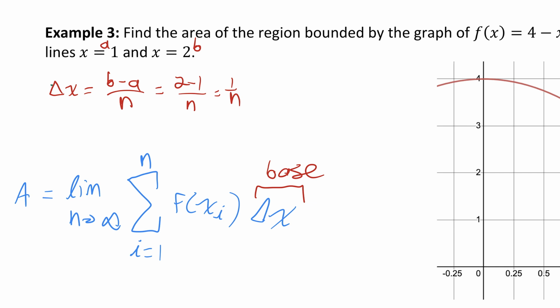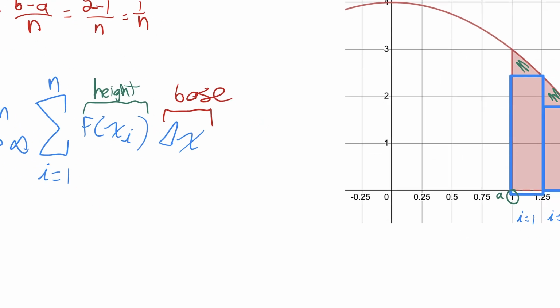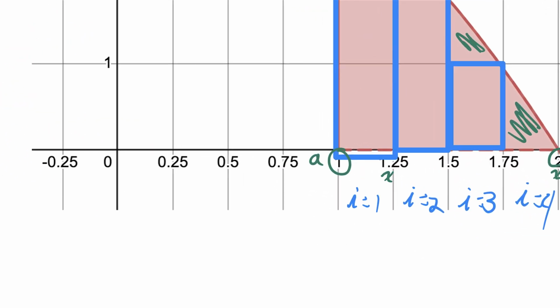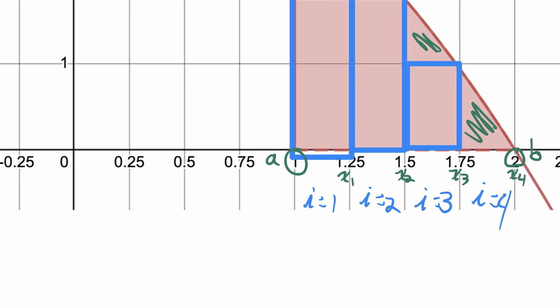And then when I get the height of each rectangle, remember this is the height, I use the right endpoint of each interval. So here is the first x value I would use, here's the second, here's the third, and I've got x4 already labeled. Notice to get each of them, I add delta x, which is the width of each base. I add that i times. To get the first one, I add delta x once, the second one, delta x twice, and so on.